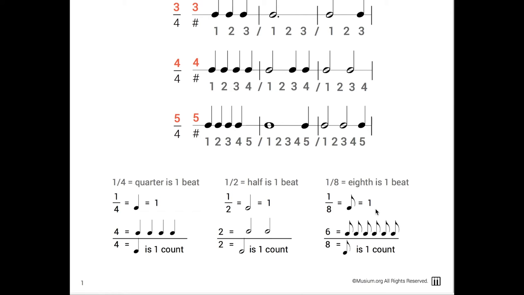Therefore, when you look at the time signature, check the bottom number first. Bottom 4 means a quarter note is 1 count, and the top number tells you that you have four quarter notes in a measure, meaning 4 beats. If the time signature is 2/2, bottom 2 tells you that a half note is 1 count, and top 2 means you have 2 half notes. Since a half note is 1 count, there are 2 beats. The same way, the bottom number 8 means an eighth note is one count, and you have 6 eighth notes.